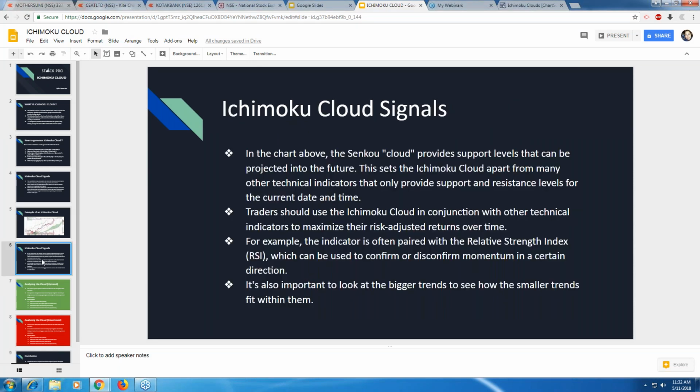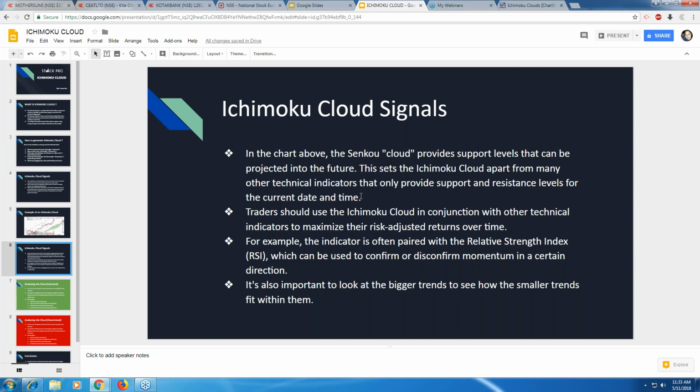Then how do you get the Ichimoku cloud signals? In the chart, you've seen the cloud provides a support level, and that can be projected into the future. This sets the Ichimoku cloud apart from many other technical indicators that only provide support and resistance levels for the current date and time. So we know what is lying ahead in future. If there is a green cloud in front of you inclined in the upward direction, it means the stock is planning to go up, and if there is a red cloud in front of you inclined in the downward direction, it means the stock is planning to go down.